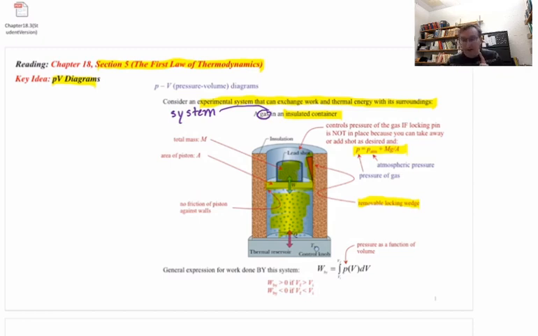Let me emphasize, this whole business of using the lead shot to adjust the pressure of the gas only works when that locking pin is out, because the piston has to be able to adjust. Okay? All right.